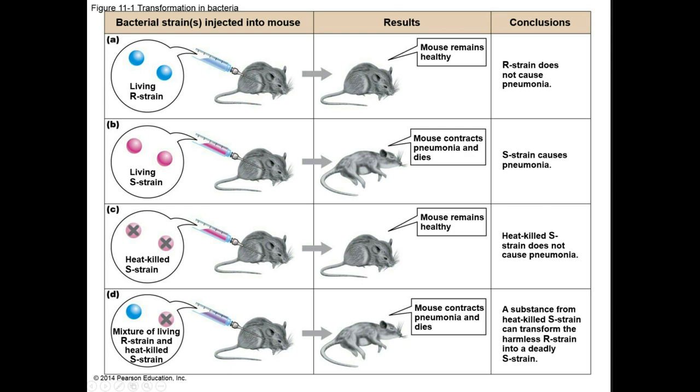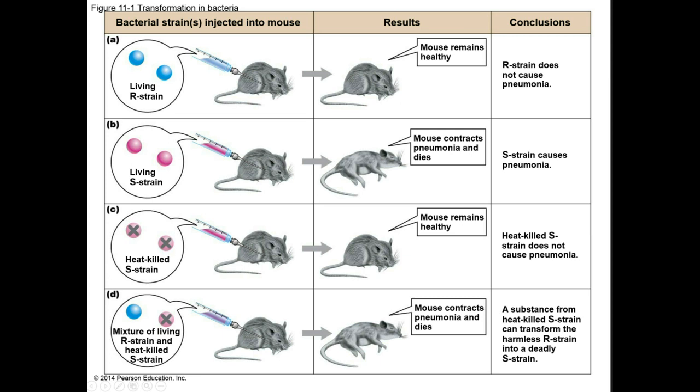However, when they added enzymes that destroy DNA, then the transformation did not occur. So this suggested that whatever this transforming material is that was passed from one strain of bacteria to the other, it had to have been a nucleic acid.